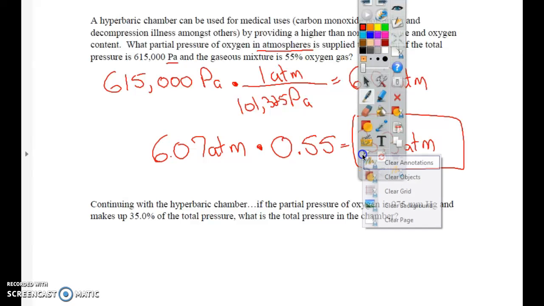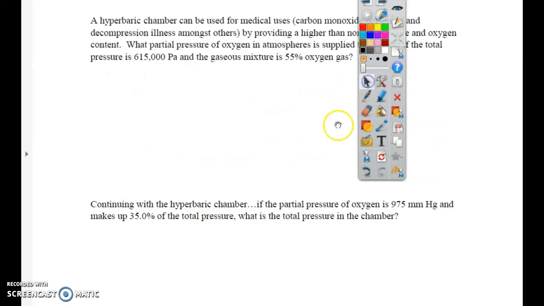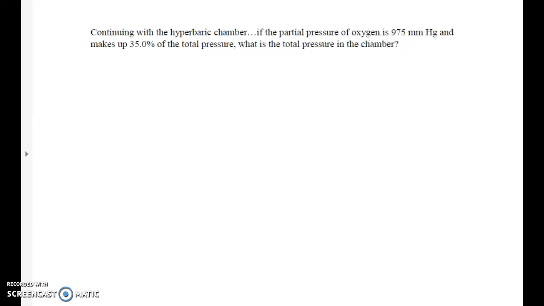All right, the next problem continues on with that hyperbaric chamber scenario. If the partial pressure of oxygen is 975 millimeters of mercury, and that makes up 35.0% of the total pressure, what is the total pressure in the chamber? All right, think about what it's asking you now. It wants to know total pressure. Total pressure should be larger than partial pressure. So think about that before you actually start plugging numbers into the calculator.